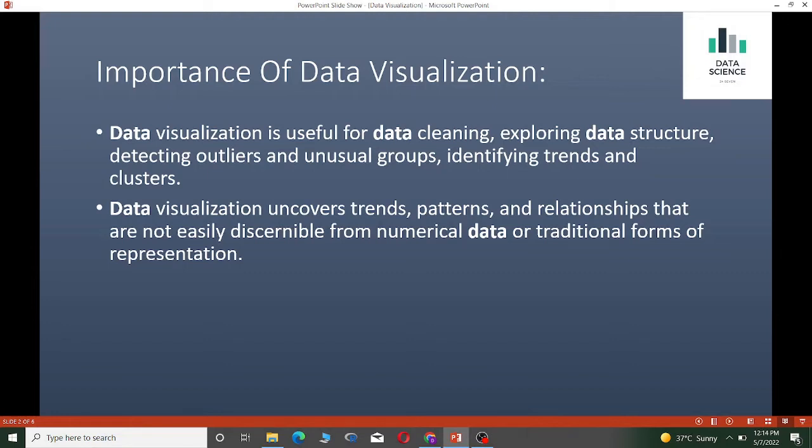So the first thing is that data visualization is useful for data cleaning, exploring data structure, and detecting outliers. Yes. So what happens right after the data preparation part? Data collection has been done, then data preparation, and before data preparation we used data visualization. But after preparing the data, we again look into the data visualization part.